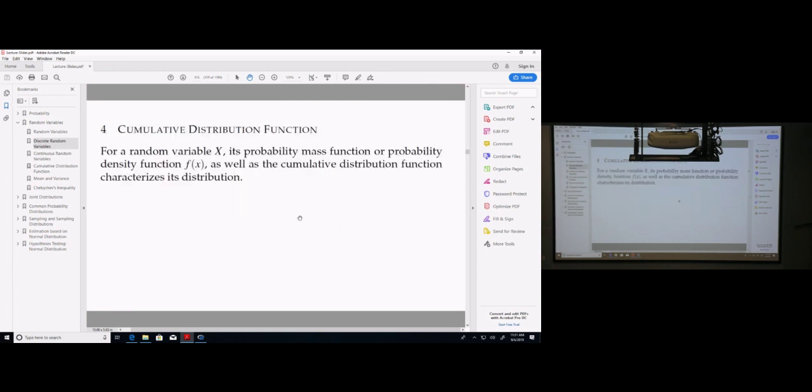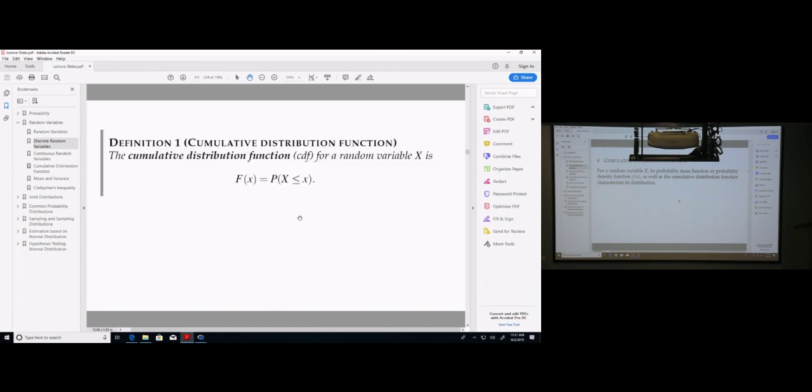Okay. So maybe I stop here because I probably won't be able to do much. But the cumulative distribution function for the continuous random variable is just this. But now for the discrete random variable, we have to be careful.